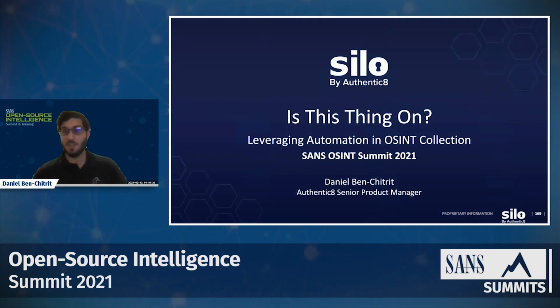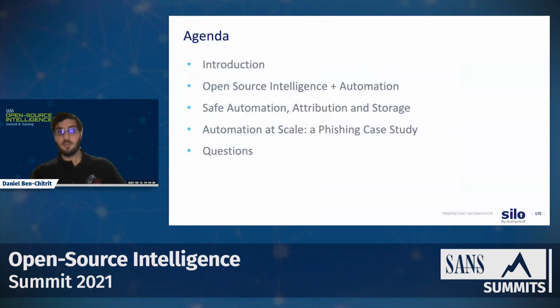Thank you everyone for joining the talk. We're going to be focusing on how we can leverage automation in OSINT collection. Before we get too far, let's quickly go over an agenda. We're going to start off with an introduction, move into some discussions about open source intelligence, automation, and how they work together. We'll talk about some pitfalls to be wary of, how to practice safe automation, and then we'll end up with a case study of what automation at scale might look like.